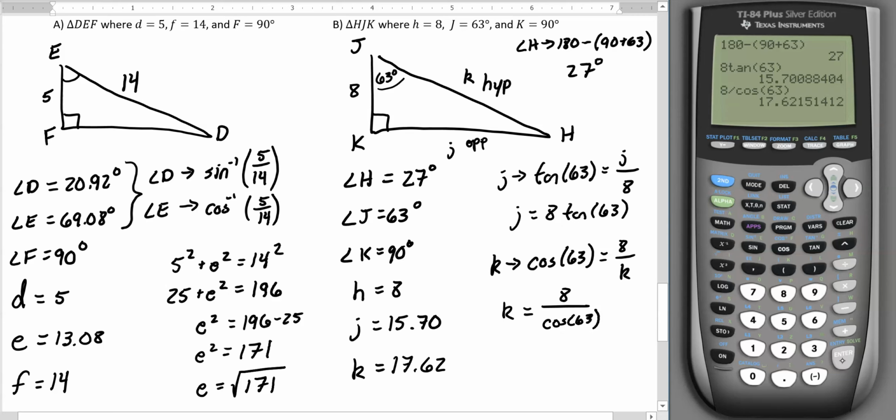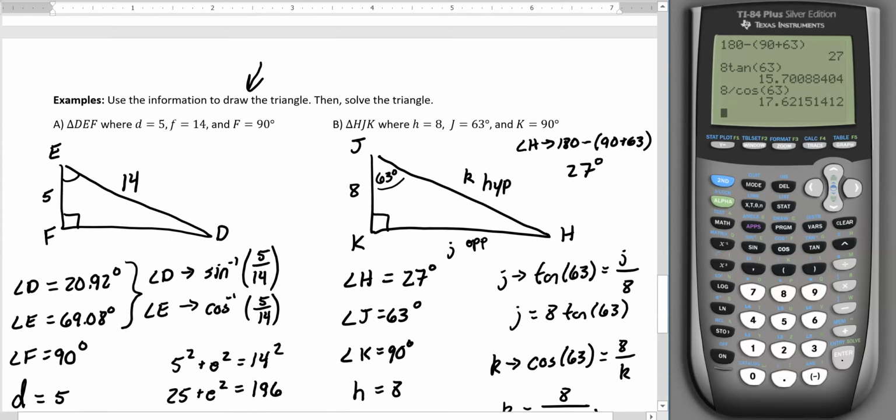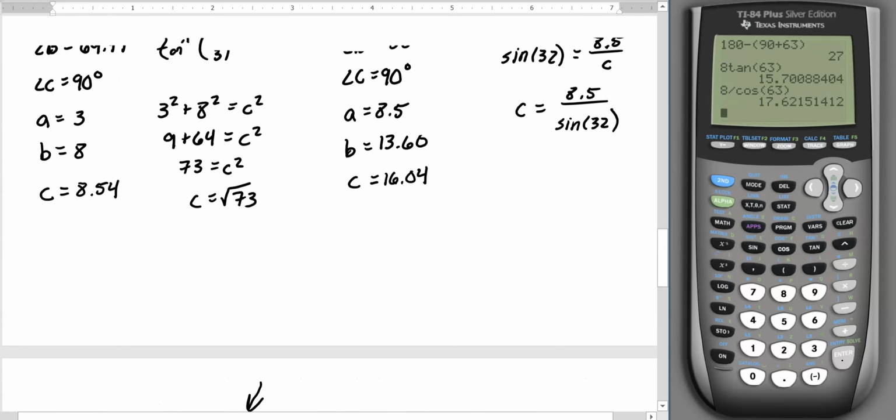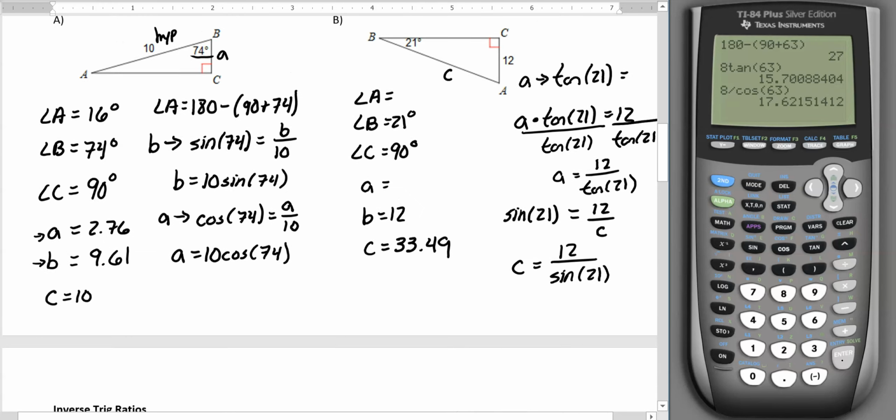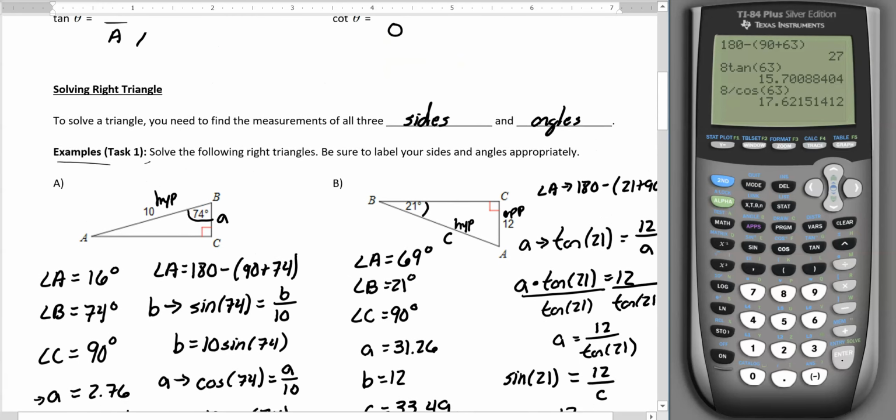All right. And that was a lot, but think of all the different ways we just learned how to solve right triangles. We learned how to solve them if no triangle was given. We learned how to use inverse trig to solve them. And we learned how to solve them if we had an angle measurement just using trig.